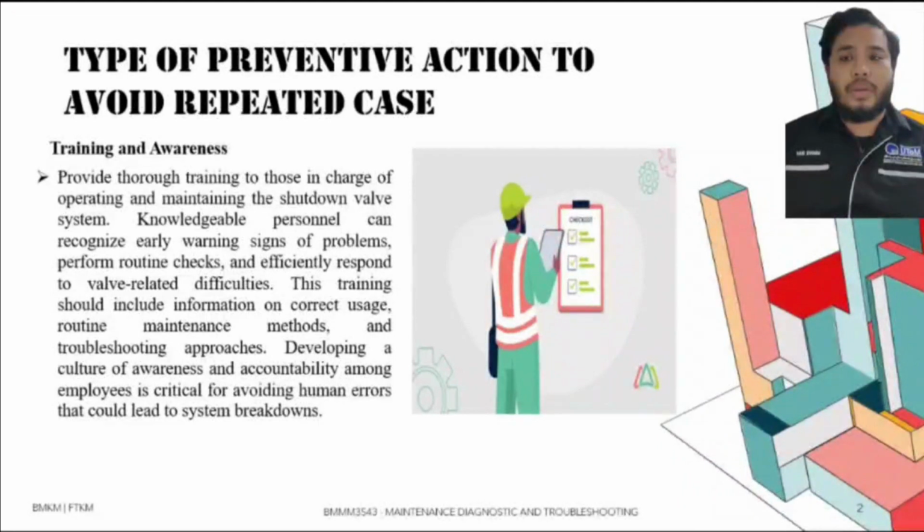This training should include information on correct usage, routine maintenance methods, and troubleshooting approaches. Developing a culture of awareness and accountability among employees is critical for avoiding human errors that could lead to system breakdown. That's all from me.